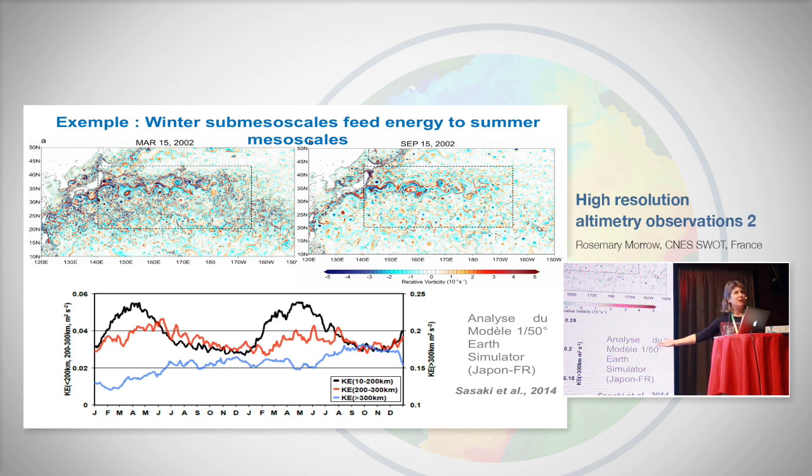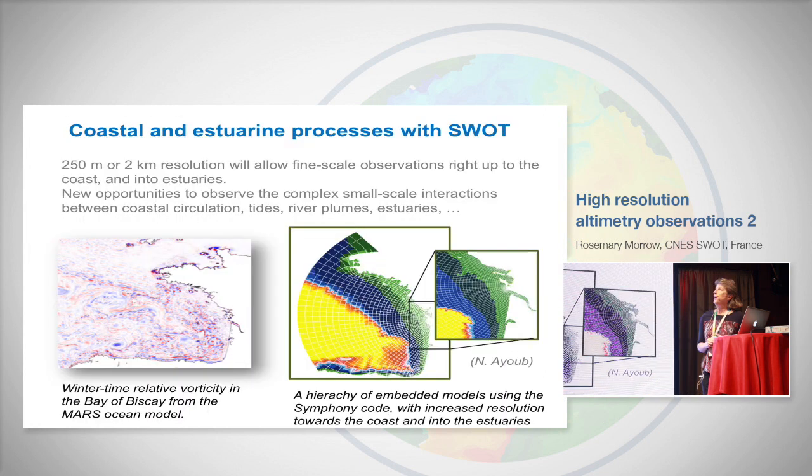Even though with SWOT we won't get smaller than 15 kilometres, this is an important exchange that we really need to better understand. As I said, SWOT will also give us important new observations right up to the coast. I'll explain exactly what it'll give in a couple of minutes, but we'll essentially have 250 kilometre pixels that we'll average into 1 kilometre square pixels, or 2 kilometres.